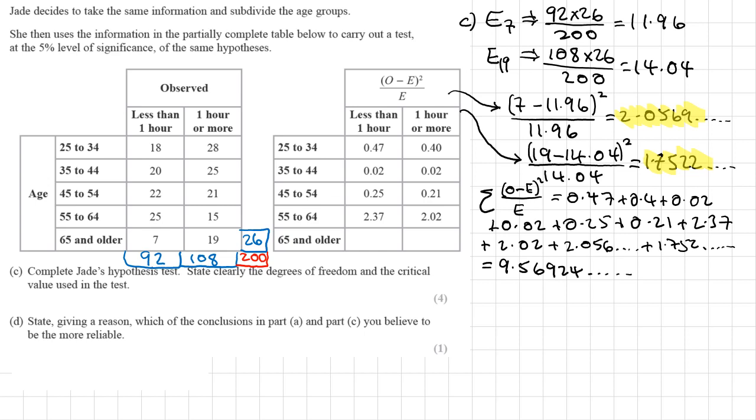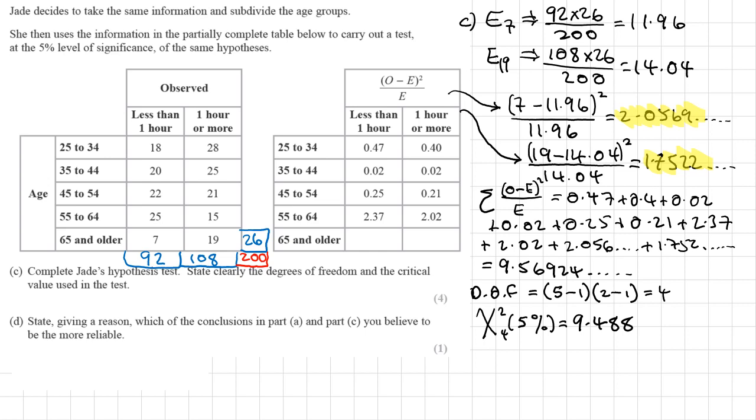Now we need to find our critical value. To do that, we need the number of degrees of freedom. So it's the number of rows and columns, minus 1 from both of those, and times together. So we've got 5 rows, so 5 minus 1, times the number of columns, that's 2 minus 1. So that will give us 4 degrees of freedom. So my critical value will have 4 degrees of freedom, and we're testing at the 5% level of significance. From the formula book or your calculator, that gives you a critical value of 9.488.